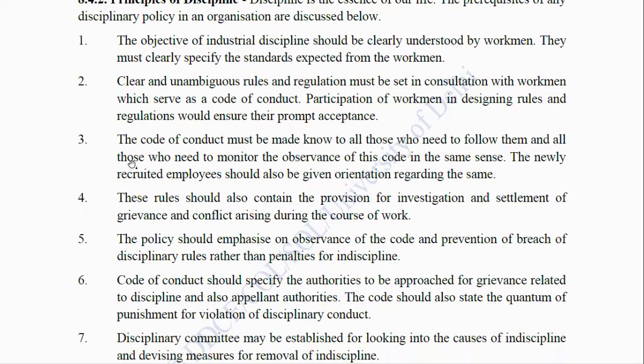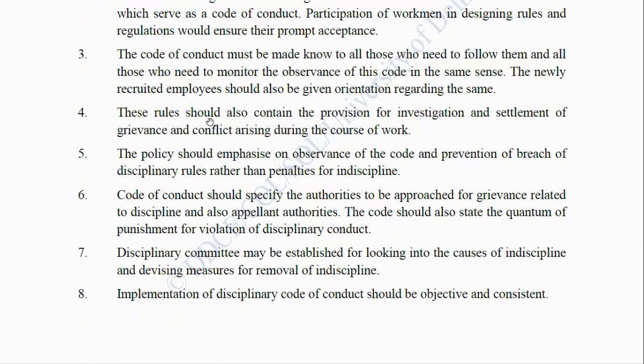Number 3, the code of conduct must be made known to all those who need to follow it and all those who need to monitor the observance of this code in the same sense. The newly recruited employees should also be given orientation regarding the same. Number 4, these rules should also contain the provision for investigation and settlement of grievance and conflict arising during the course of work. Number 5, the policy should emphasize observance of the code and prevention of breach of disciplinary rules rather than penalties or indiscipline.